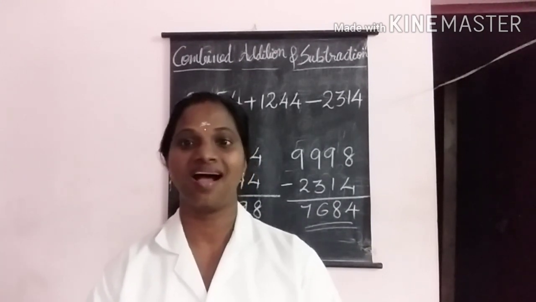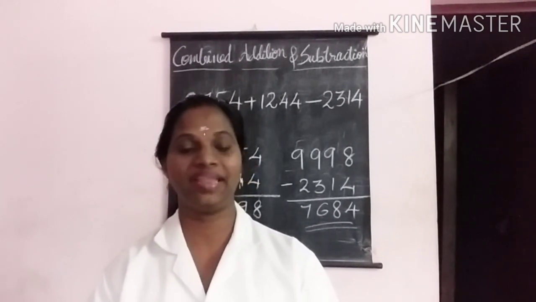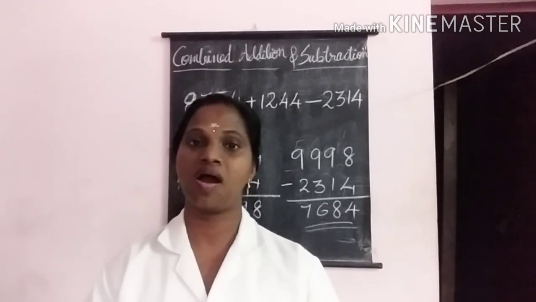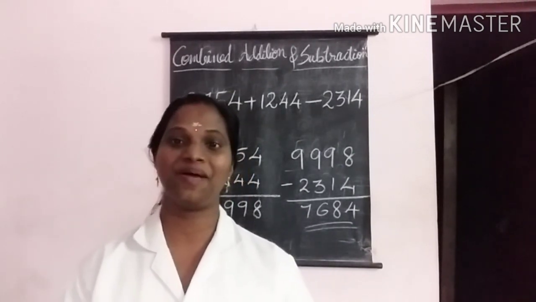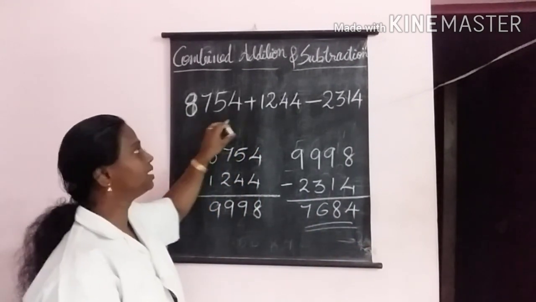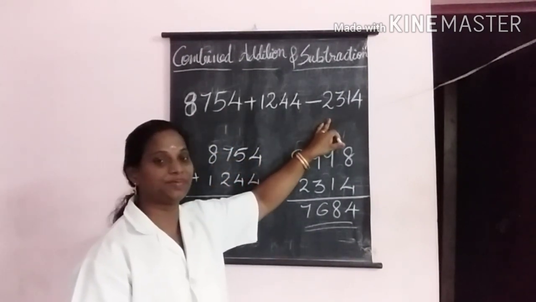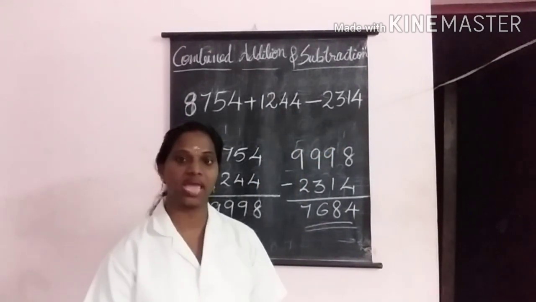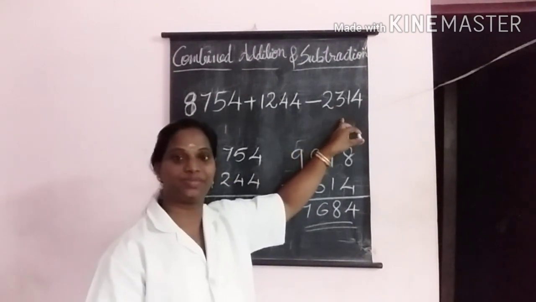Today, let us learn how to do combined addition and subtraction. Okay, see children, when a question comes with both addition and subtraction, you can always do addition at first, then subtract. See, here we have one question. 8,754 plus 1,244 minus 2,314. Okay, so in this question, you can add the numbers at first, then subtract third number from the sum.